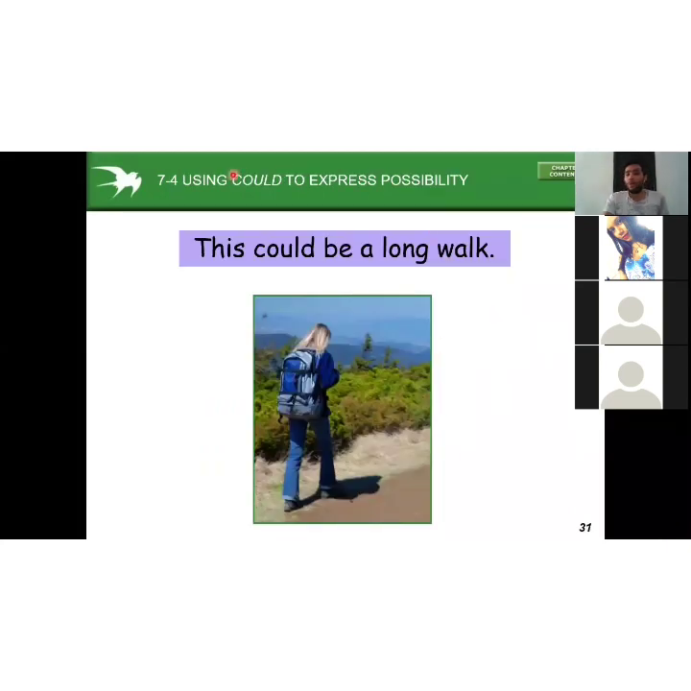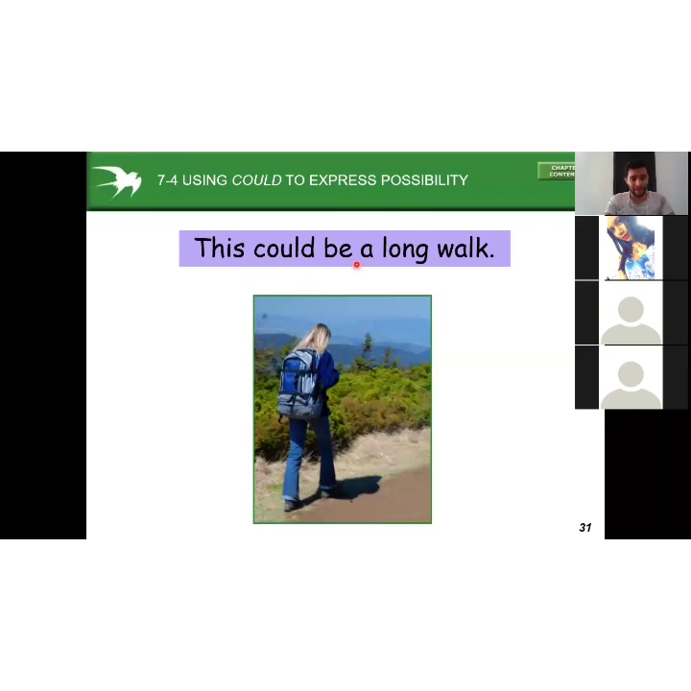Now, we're using, take a look, "could" to express possibility. Some time ago, and last week, I told you that for possibility, we use "may" and we use "might." But we can also use "could" for possibility. Now, I'll show you how to use it. Take a look at this girl. She's taking a walk. Maybe she's going somewhere. Take a look at her bag, right? And take a look at the path she's taking.